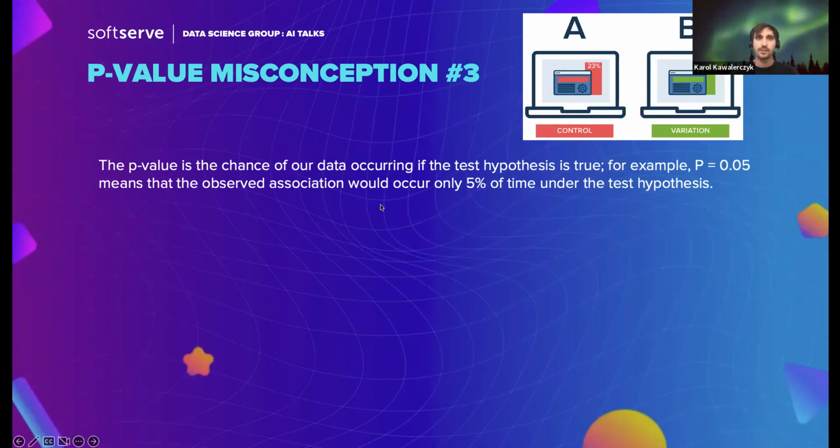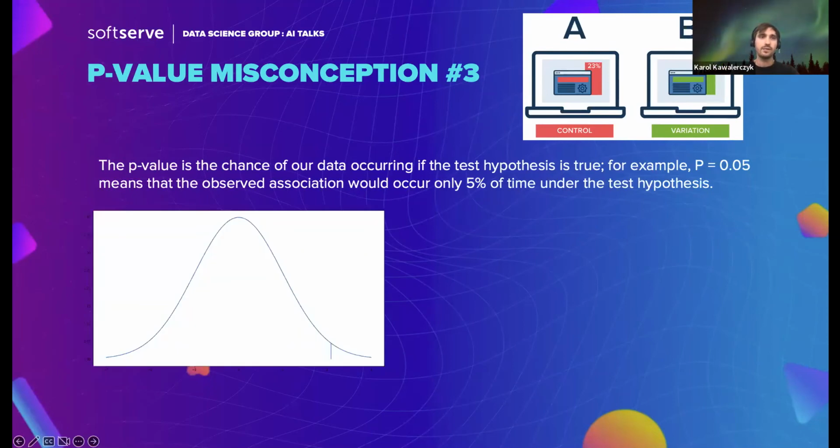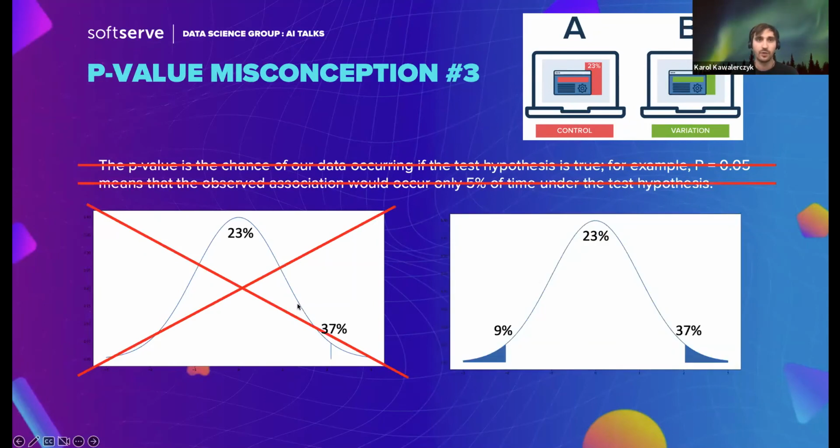And what the misconception says in this case, here's our hypothesis. If we treat it the way that only 5% of the results from this experiment would occur under this hypothesis, then we get this picture. We get a small thin line over here where our values are. And what we already know is that it doesn't match the definition of a p-value. What we actually need is this part.